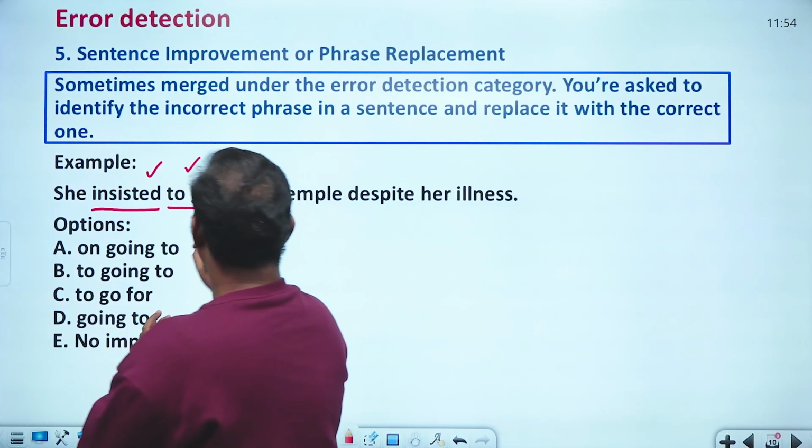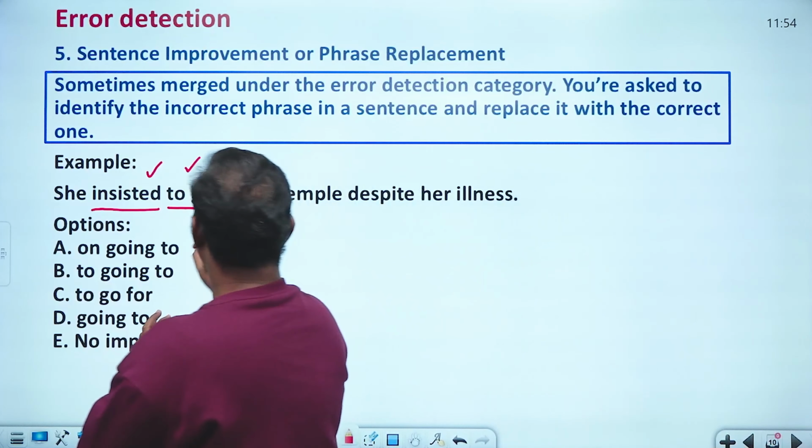She insisted... I'm trying to explain here. First look at the options. She insisted to going to; on going to. "She insisted on going to" won't be the answer. "She insisted to going to" is the answer. "She insisted to go for temple" is somewhat right. "She insisted on going to." Then there's "no improvement", which is also an option. Basically, no improvement is the problem here.